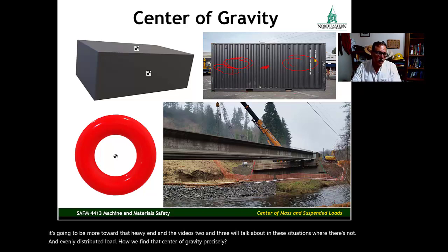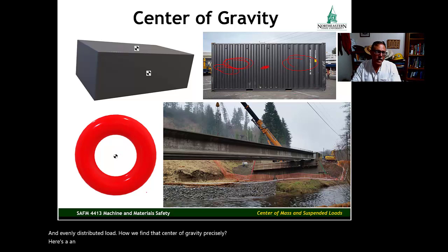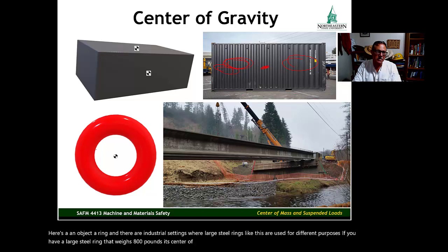Here's an object, a ring, and there are industrial settings where large steel rings like this are used for different purposes. If you have a large steel ring that weighs 800 pounds, its center of gravity, assuming that everything is evenly distributed, everything is uniform, is actually going to be outside the bounds of this object. It's going to be right square in the middle of that opening.